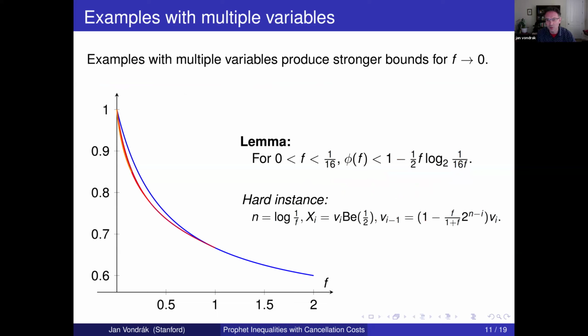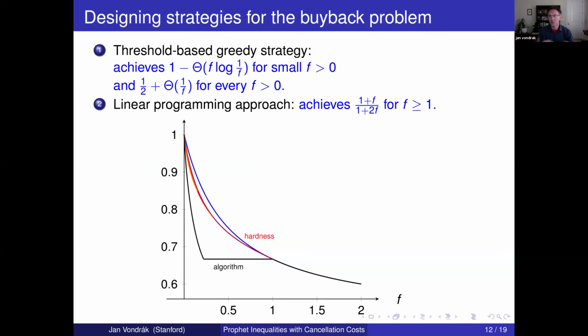Nevertheless, we were able to prove something. With multiple variables, you can construct an example where the number of variables is roughly log 1 over f, and the hardness factor behaves like what I said, 1 minus constant f log 1 over f. So that's the behavior that we conjecture to be the right one, close to 0, and indeed that's what we proved. Now, how do we prove positive results for this problem?